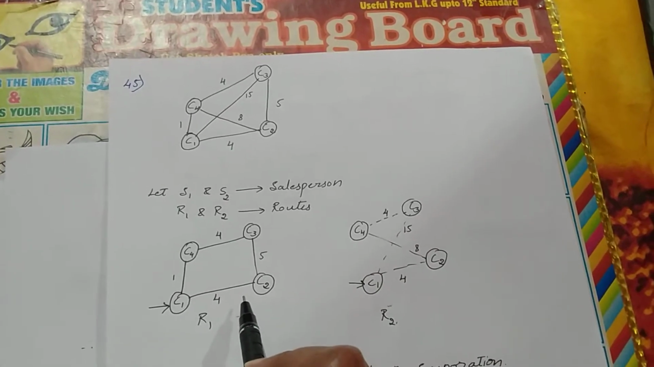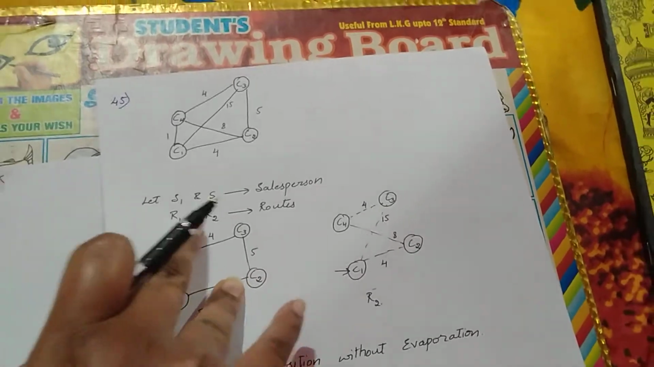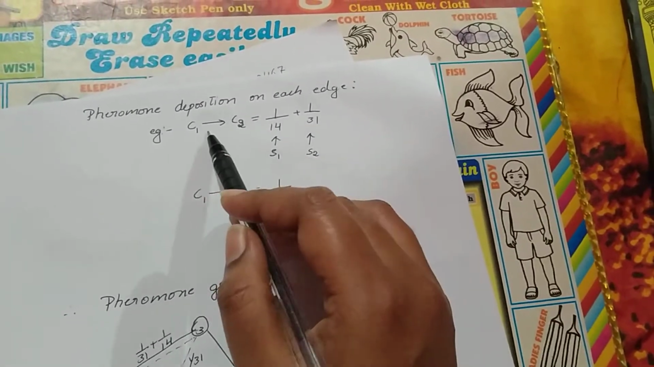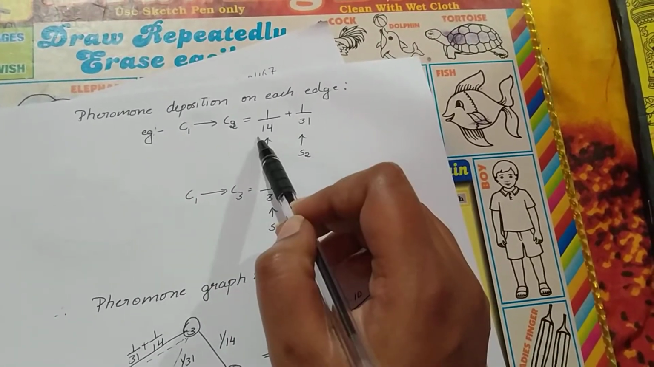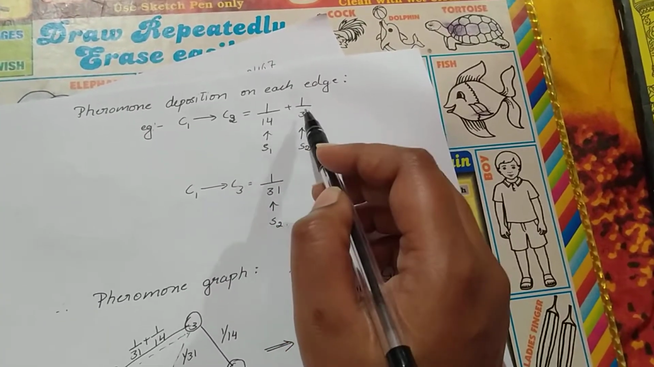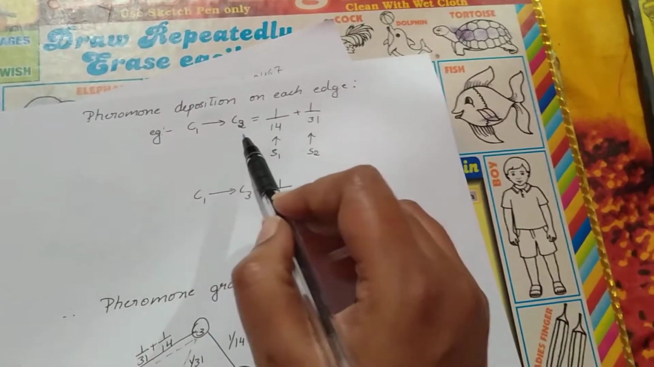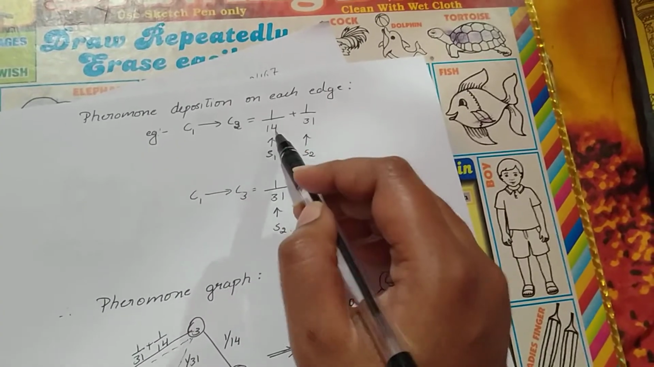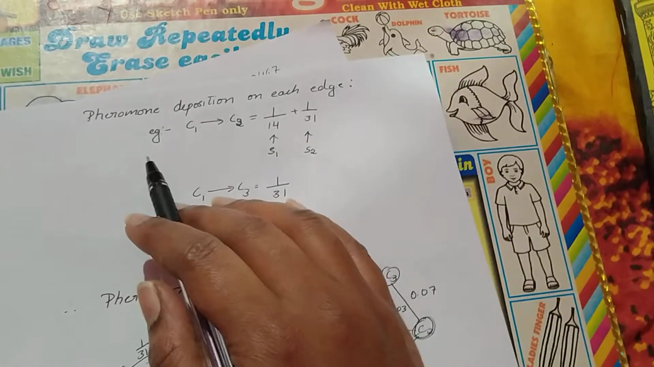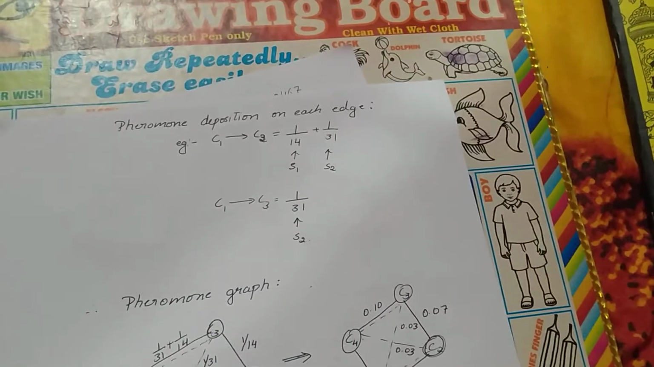When there are two ants traveling on the same route, the pheromone deposition will be higher. To find that, we just add up between C1 and C2. Since two ants travel on the same edge, the summation of their depositions will be the total deposition of pheromone on that edge. That is, 1 by 14 is for S1 and 1 by 31 is for S2. Just sum it, and you get the total deposition of pheromone on the edge between C1 and C2.